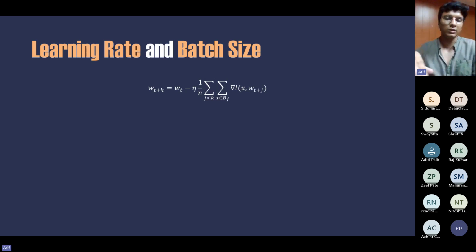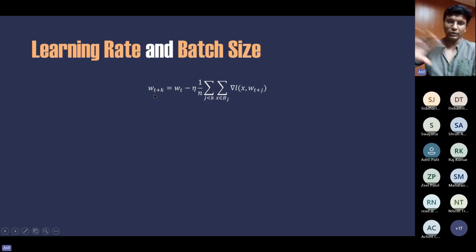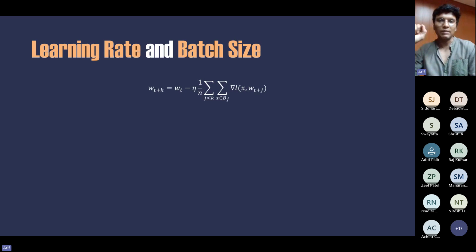So if you remember the gradient descent equation, what we have is W, which is the parameter vector, the entire neural network parameters, at T plus K. T is the time step, the iteration number. If you are running for 10,000 iterations, T is let's say 10 and K is maybe 20. So from the 10th to the 20th iteration, that is the W that you're looking at.